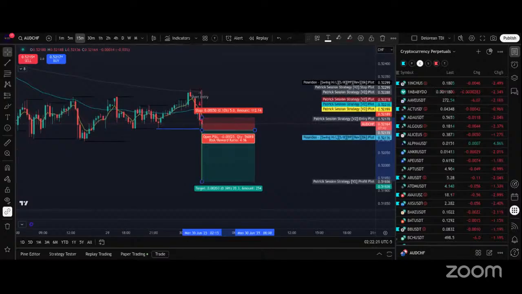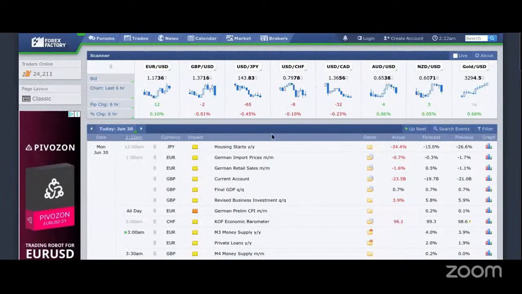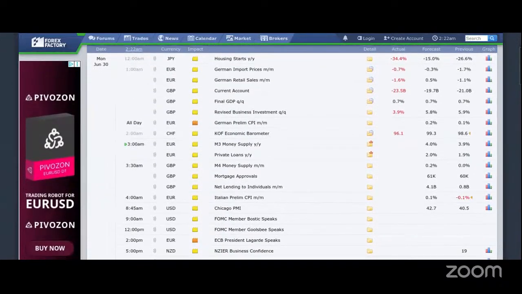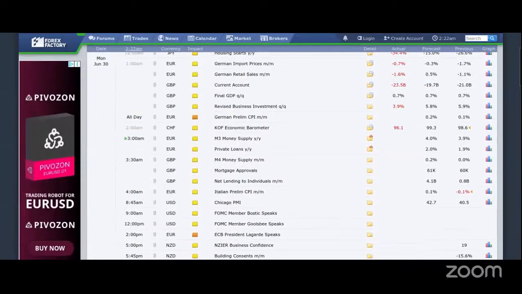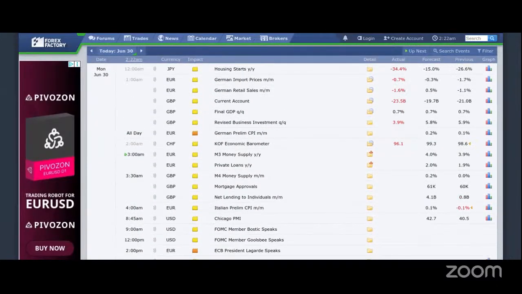While we're at it, let's take a look at the news. Let's see if we have anything major for today. And the answer is no. There's a lot of volume of news, but there's no major news. The biggest news item is going to be the release of the German preliminary consumer price index month over month. They'll be posting their figure anytime soon here.